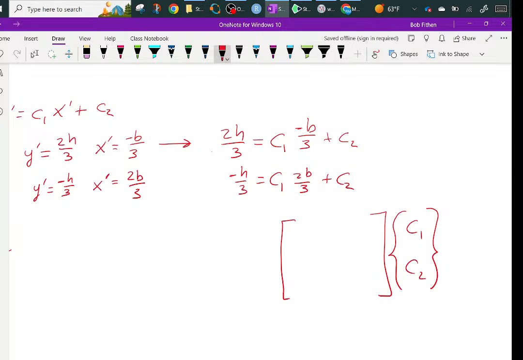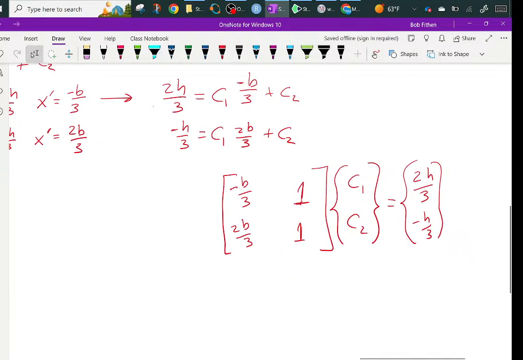C1, C2. So I get minus base over 3. I get 1. And then I get 2 base over 3. And I get 1 is equal to 2h over 3 minus h over 3. Hopefully I didn't mess up. Now, this is not going to be fun. This is not fun at all.